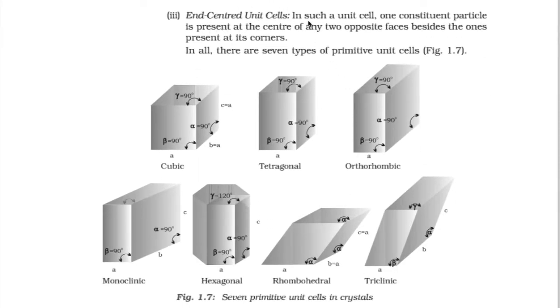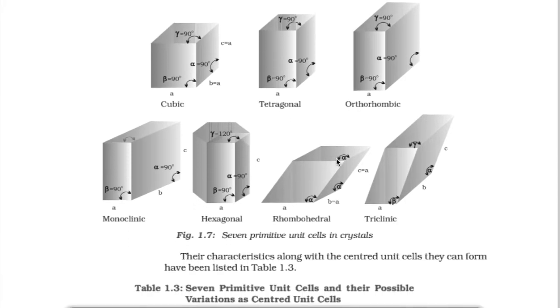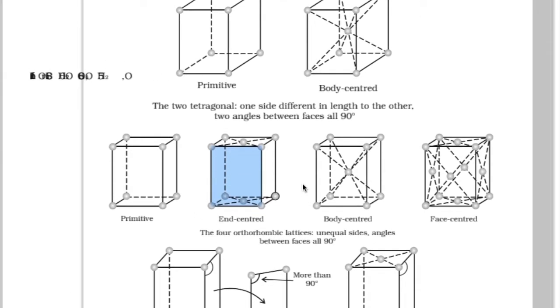End centered unit cells, ECC. In such unit cells, one constituent particle is present at the center of any two opposite faces besides the ones present at its corners. We can understand the different types of unit cells with the help of these diagrams. We will watch an animated video to understand these unit cells later on.